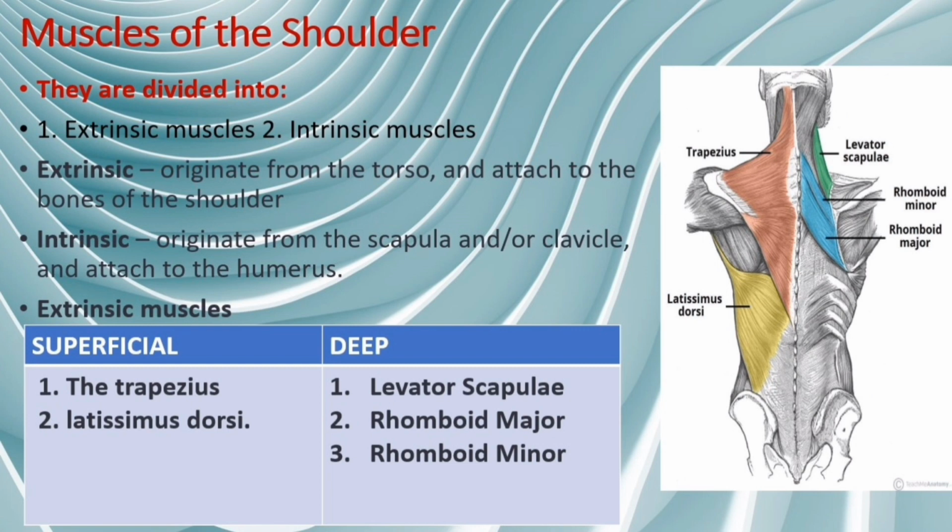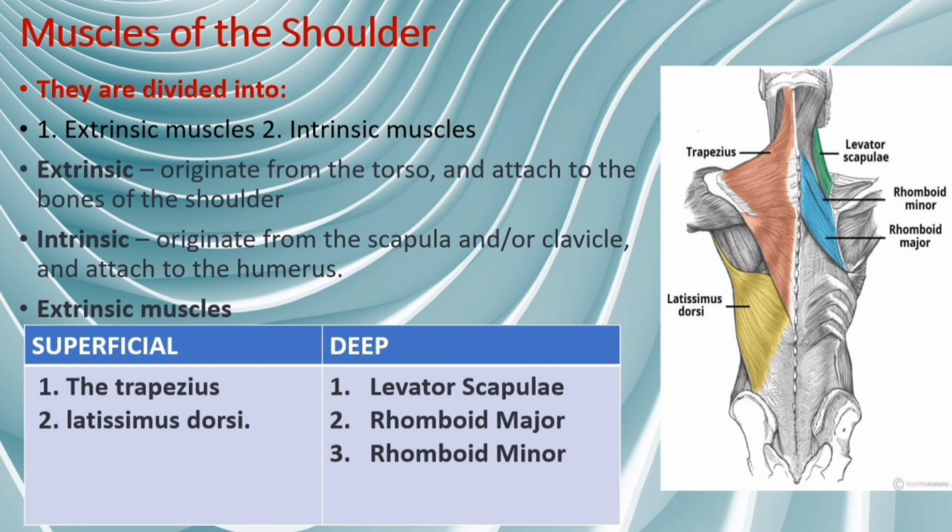The rhomboid minor is situated superiorly to the major. Rhomboid major. Attachments. Originates from the spinous processes of T2-T5 vertebrae. Attaches to the medial border of the scapula, between the scapula spine and inferior angle. Actions. Retracts and rotates the scapula. Innervation. Dorsal scapular nerve. Rhomboid minor.